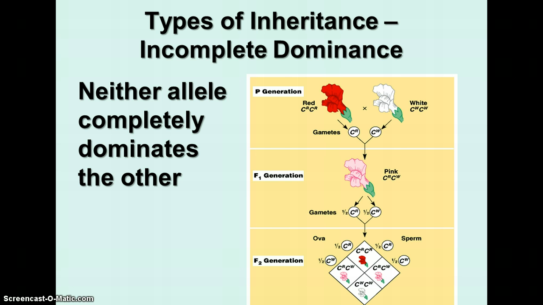Now, this is not in pea plants. This is in some other kinds of plants. I believe this is the snapdragon, but you're going to notice it's a slightly different thing here. So you will be able to see the 1 to 2 to 1 ratio that you normally see just in the genotypes would also show up in the phenotype because neither allele completely dominates the other. What you have here is a blending or a mixing of the traits.